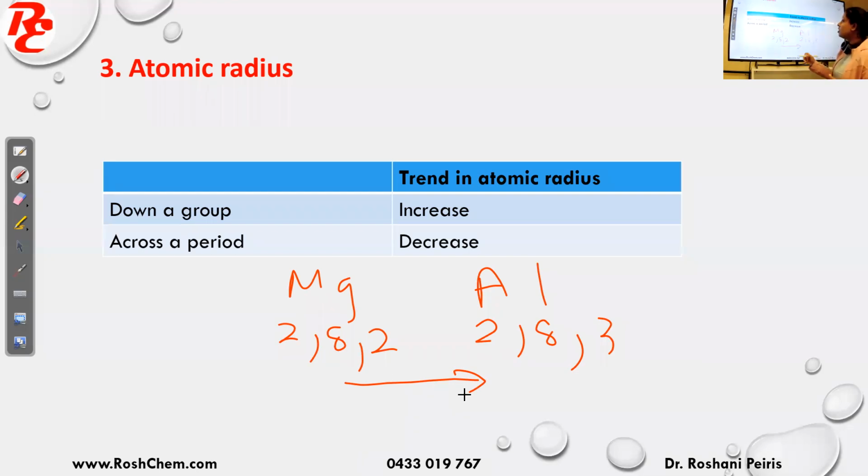So therefore the trend is, going down a group, atomic radius increasing. That's due to the increase in number of shells, and across a period the atomic radius is decreasing. That's due to the increase in core charge.